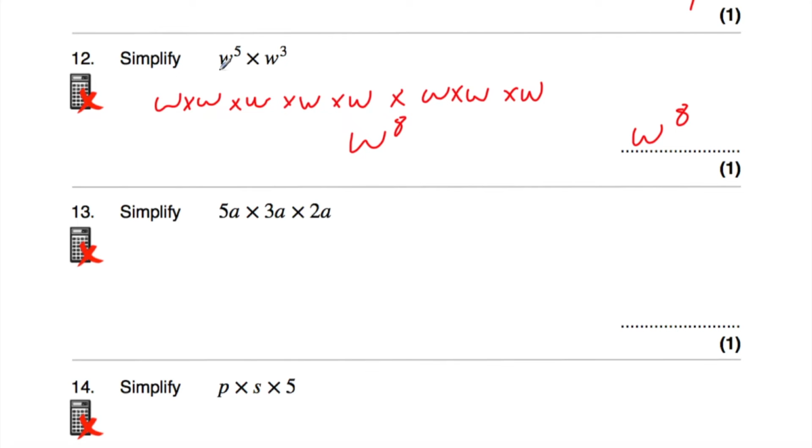And the shortcut is, if you've got the same base, so here we've got w to the power of something multiplied by w to the power of something, we can just add the powers. And 5 plus 3 is equal to 8, so the answer is w to the power of 8.